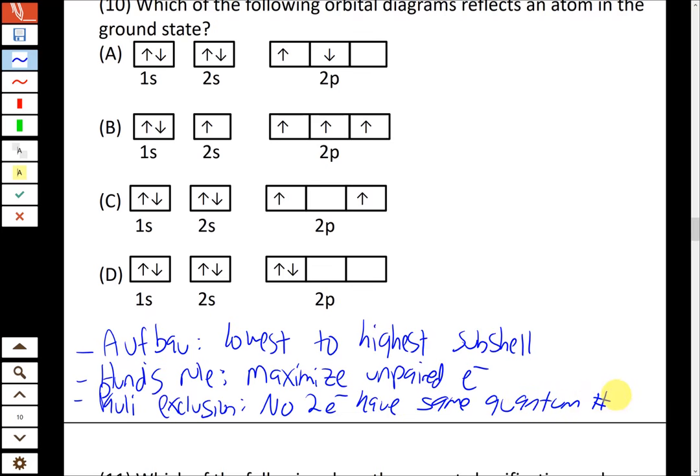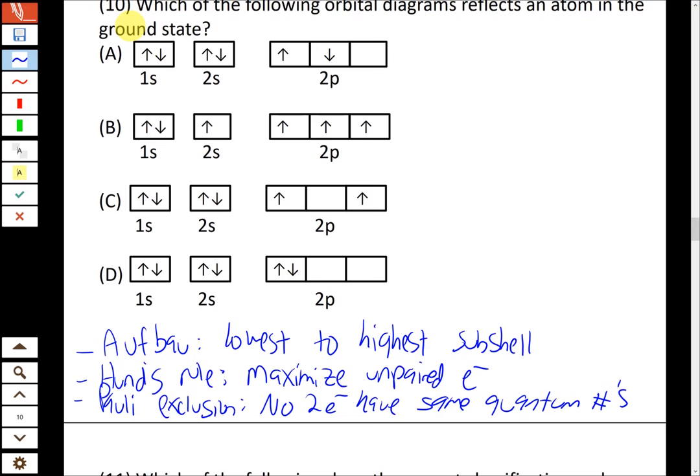So when it comes to electron configurations, the consequences of Pauli exclusion, as we've already mostly said, are no more than 2 electrons per orbital. And if you have 2 electrons in the same orbital, one has to be spin up, one has to be spin down. So that's where the Pauli exclusion principle comes in. Basically, we're going to try to find the electron configuration here that obeys all of these 3 rules.